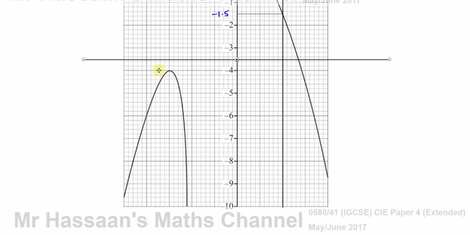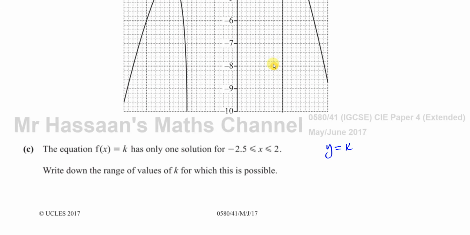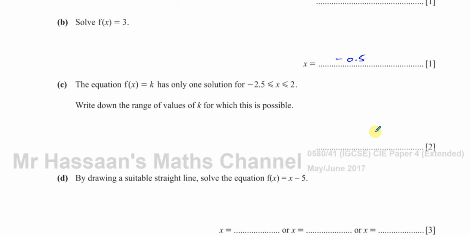So as long as the value of k is greater than negative 4, there will be only one solution. So the range of values of k for which this is possible is k has to be greater than negative 4. And there's the answer to part C. So k is greater than negative 4 is the answer to this part of the question.